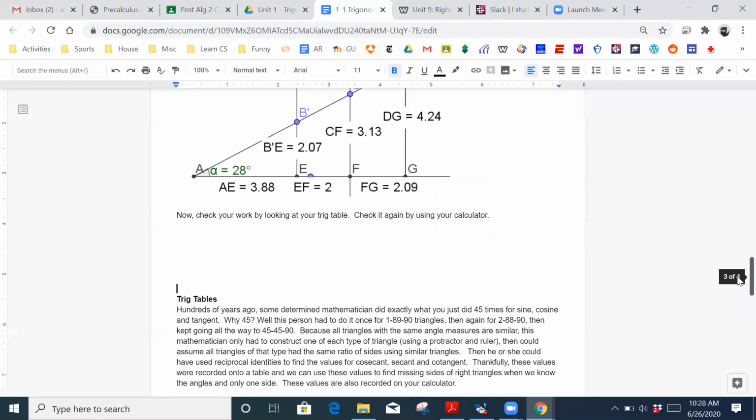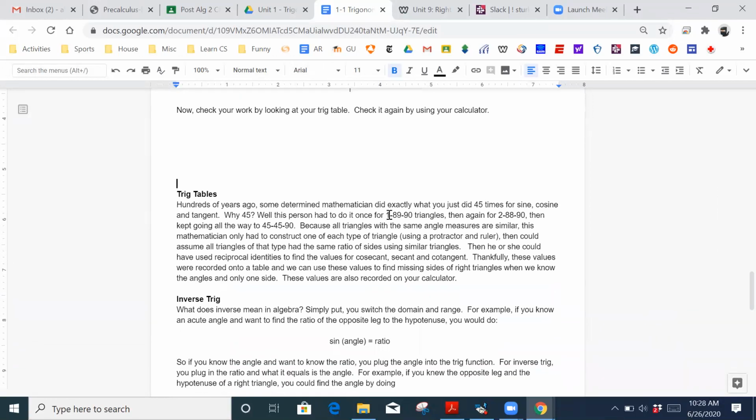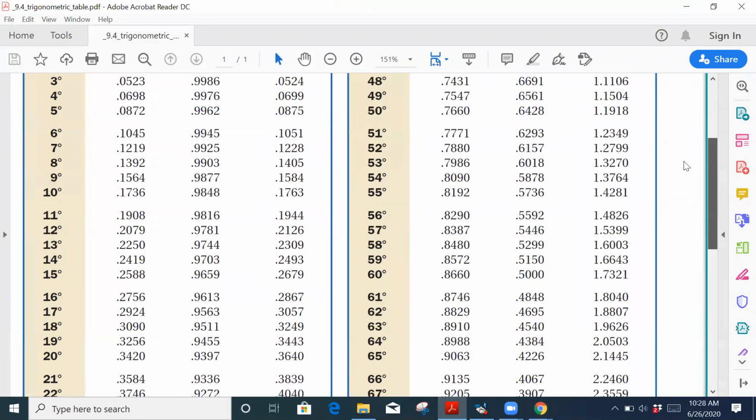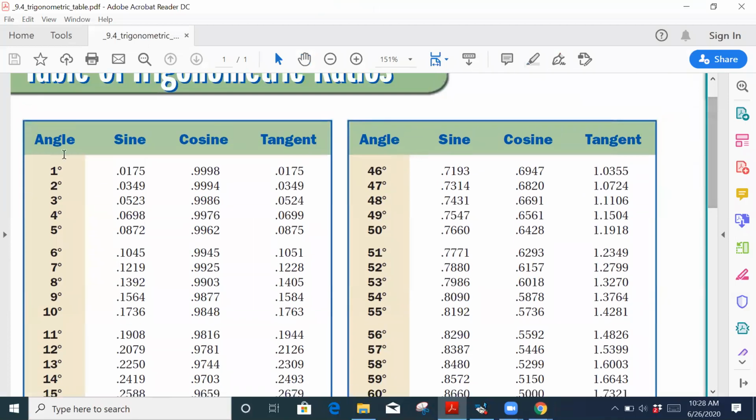They're not random. So if you read more here, someone did this experiment with a 1 degree angle and then a 2 degree angle and a 3 degree angle, and then used a protractor and ruler and measured all the sides, divided those numbers, and then made this table right here. All right. And if you look at this table, it makes a lot of sense, right? The sine of 1 degree is very small.